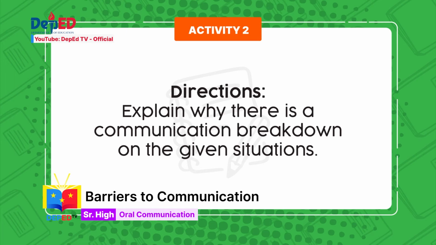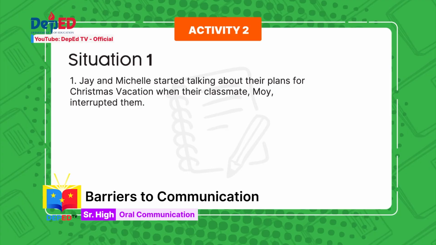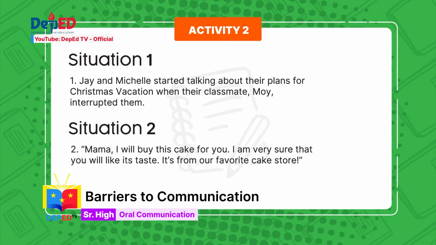Let's start. Number 1. Jay and Michelle started talking about their plans on Christmas vacation when their classmate, Moy, interrupted them. Number 2. Mama, I will buy this cake for you. I am very sure that you will like its taste. It's from our favorite cake store.